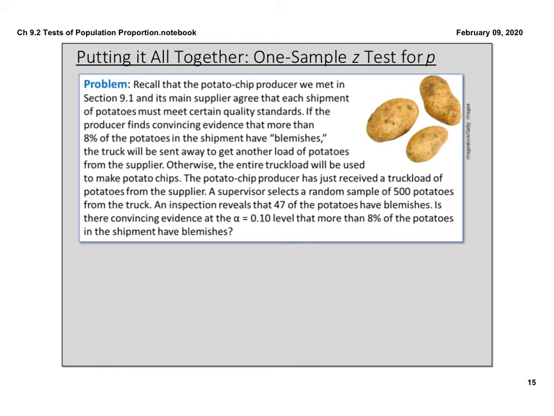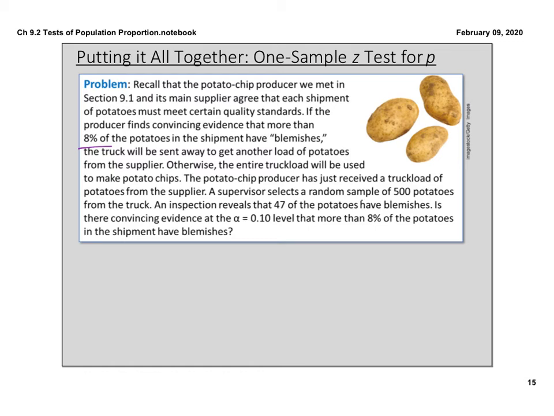All right, so here we go. Recall the potato chip producer we met in section 9.1 and its main supplier agree that each shipment of potatoes must meet certain quality standards. If the producer finds convincing evidence that more than 8% of the potatoes in a shipment have blemishes, the truck will be sent away. We talked about this when we were looking at type 1 and type 2 errors back in section 9.1. Same example.